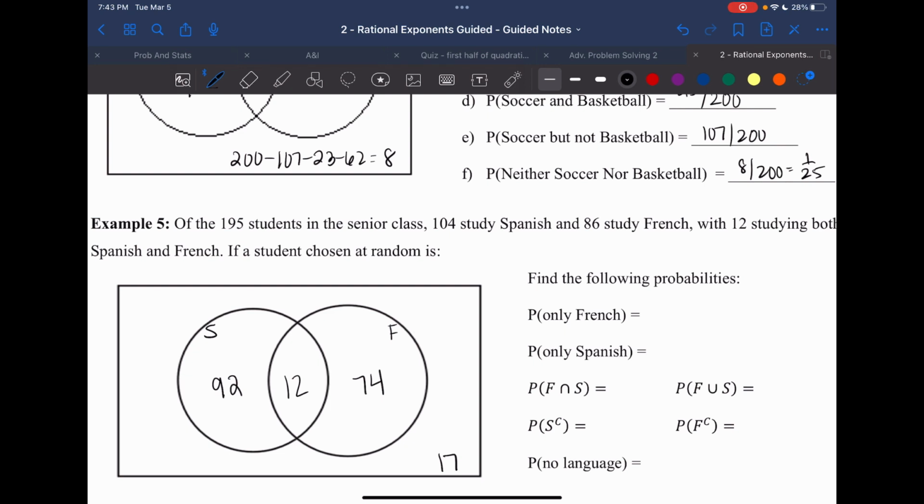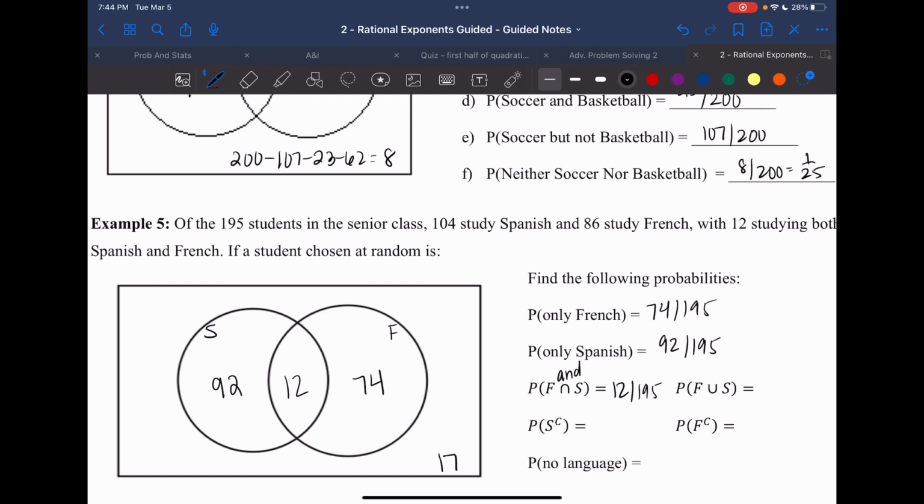What's the probability of only French? So that would be 74 out of 195. Probability of only Spanish would be 92 out of 195. Probability of F intersection S, so French and Spanish. Remember, this just means and. So French and Spanish is 12 out of 195.